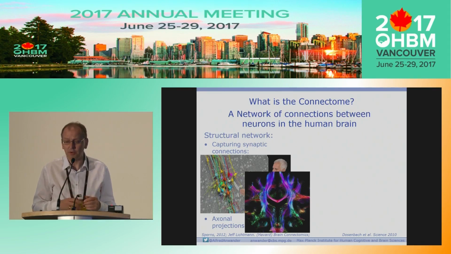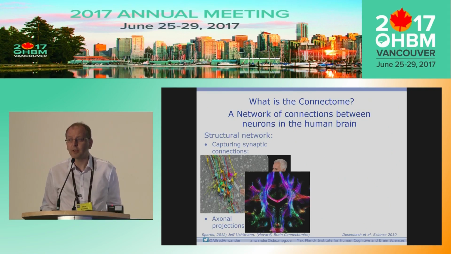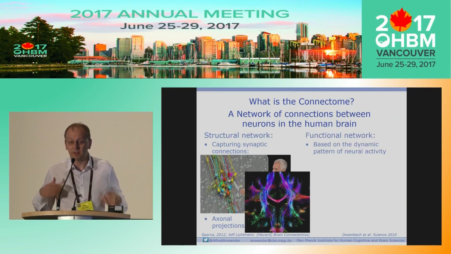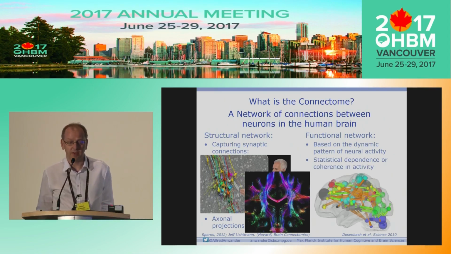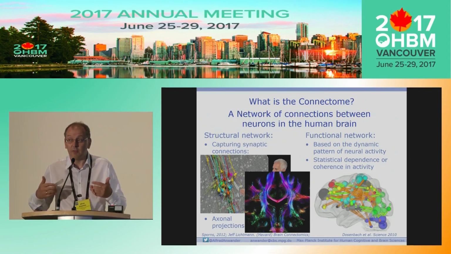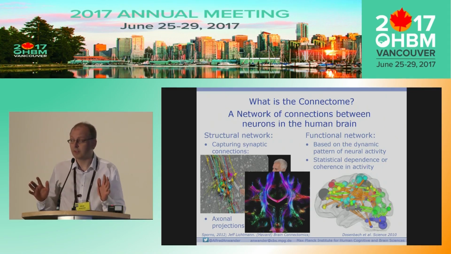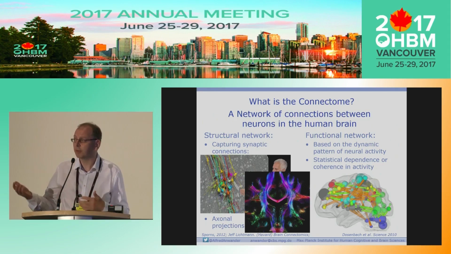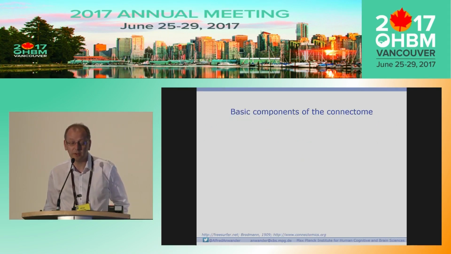So this is the side I want to speak about, but we have to keep in mind that there is a different definition of the connectome around, which is based on the functional network, which is based on the dynamic patterns of the activity of the brain, and which is a statistical independence of the coherence of the activity, and which is very dominant in the whole connectomics literature. Some of the issues I mention here with the parcellation and the measure of connectivity also apply to this functional network, so maybe you can also apply something of what you learn here.